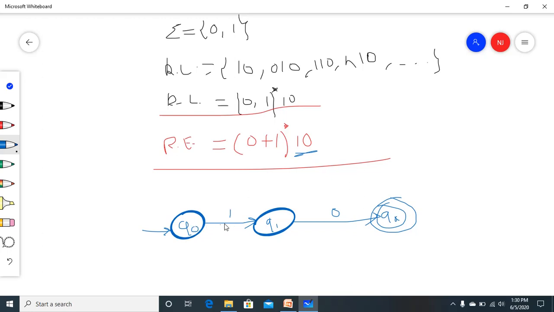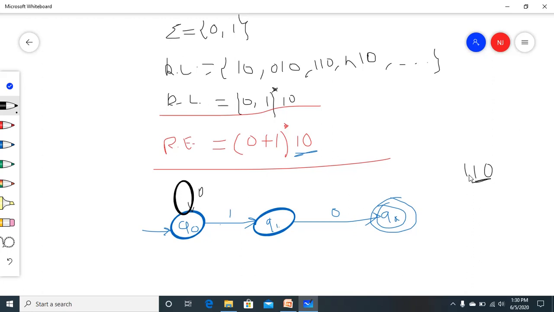For q0 we already tested 1, we have to check for 0. If we put 0 from q0 to q1, then it's also problematic. Why? Because a string ending with 00 would also be accepted. So this solution is not workable. So we have to transit 0 in that state only, q0. For q1, we already tested 0. What about 1? If the string is 110, then this 110 is also acceptable because 10 is our ending part here.